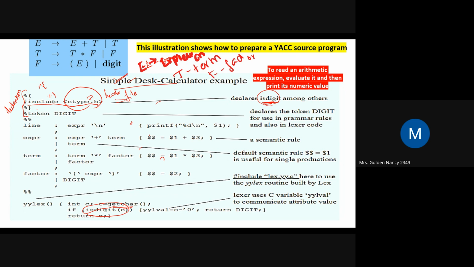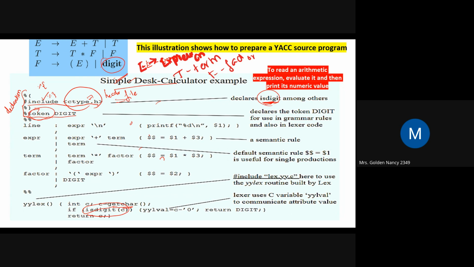After the normal declaration gets over, you have to declare the token. The token digit is declared here. This is a normal declaration, and this is your token declaration. I had told you declaration happens in two ways, one is normal and one is token. This is a token declaration.